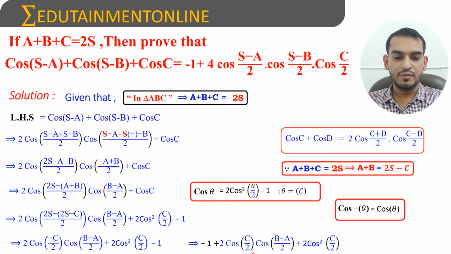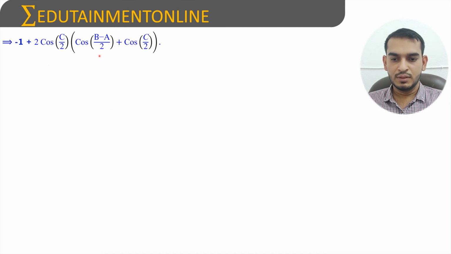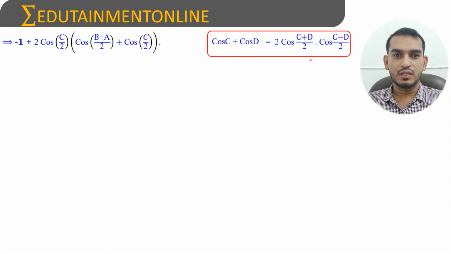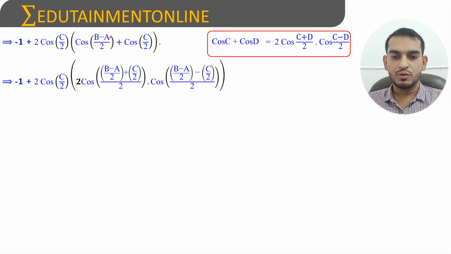In these two terms we have 2 cos(c by 2) as common. So we can write this as minus 1 plus 2 cos(c by 2) into [cos((b minus a) by 2) plus cos(c by 2)]. Now again these two terms are in the form of cos C plus cos D, so that can be written as 2 cos((C plus D) by 2) into cos((C minus D) by 2). So which is 2 into cos of [((b minus a) by 2 plus c by 2) by 2] and again here (C minus D) by 2.